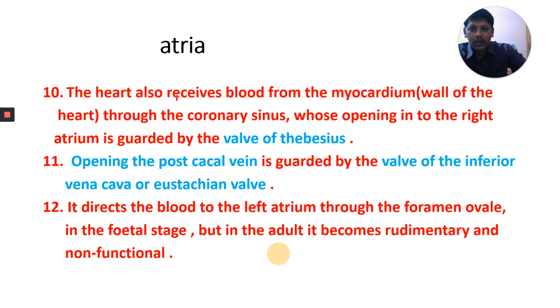Next, the heart also receives blood from the myocardium wall of the heart through the coronary sinus. What is the myocardium? You learned in the previous part: the wall of the heart consists of three layers, epicardium, myocardium, and endocardium. The myocardium is the muscular, thickest layer. The coronary sinus is one blood vessel which opens into the right atrium and is guarded by the valve of Thebesius.